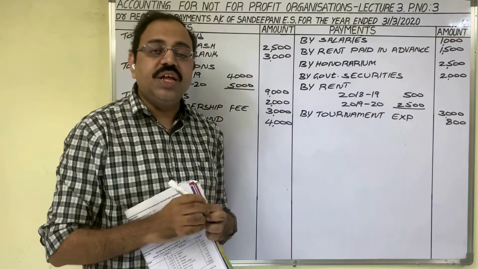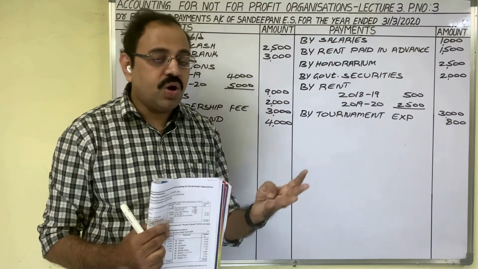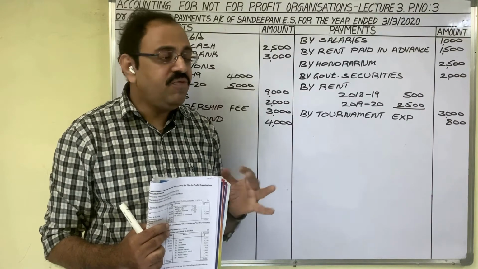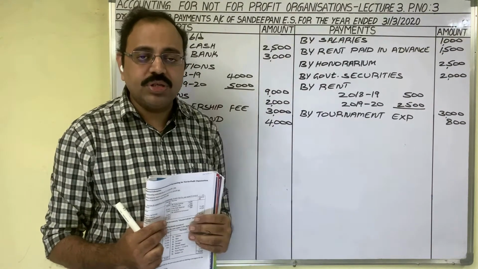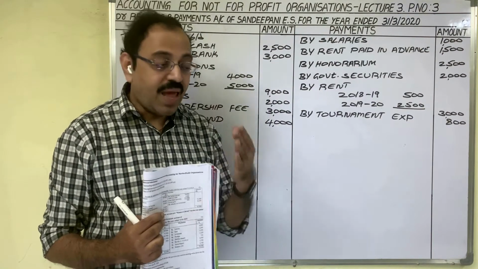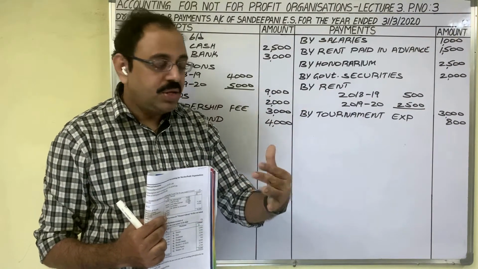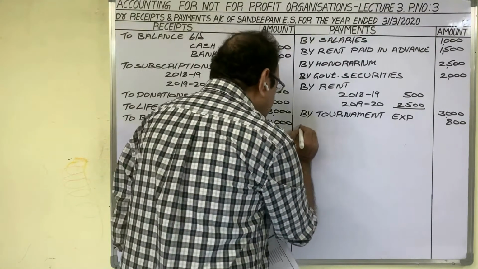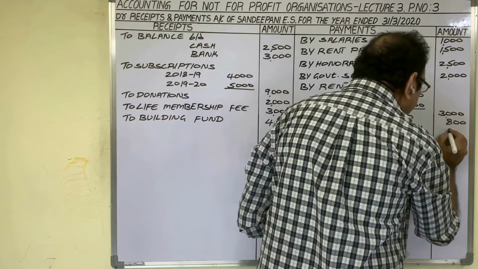Postage and stationery. We purchased postcards, postal stamps, envelopes. Similarly, we purchased some stationery items for our clerical work. This is one expenditure. Cash is going. It is a payment. So on the credit side we have to show that. By postage and stationery 500 rupees.